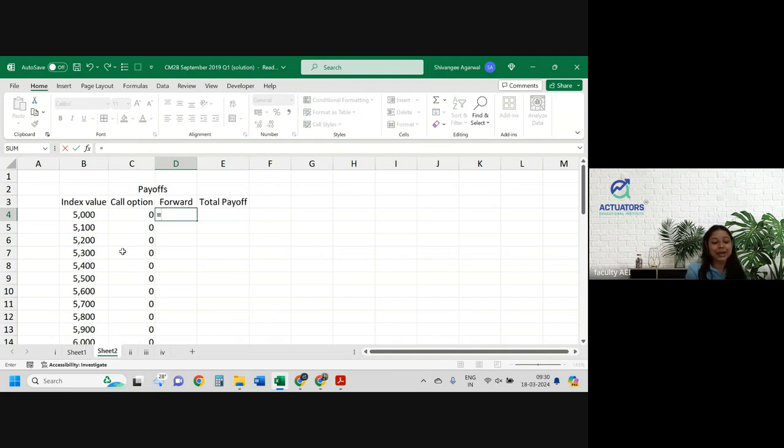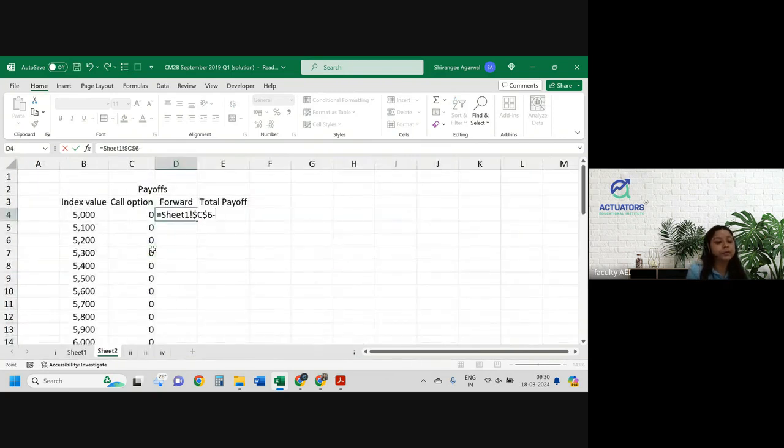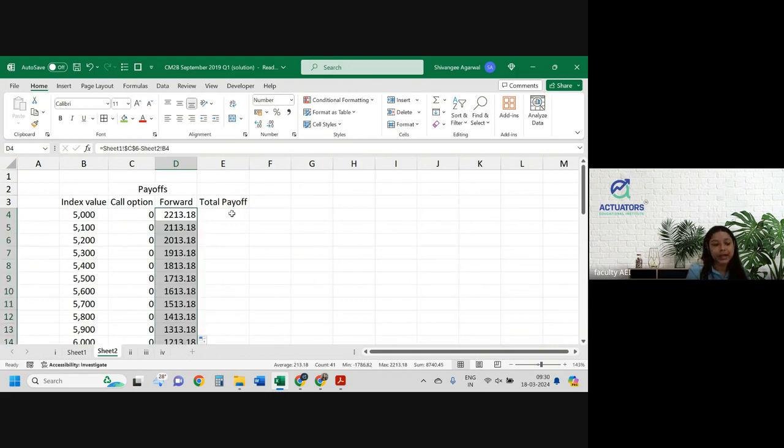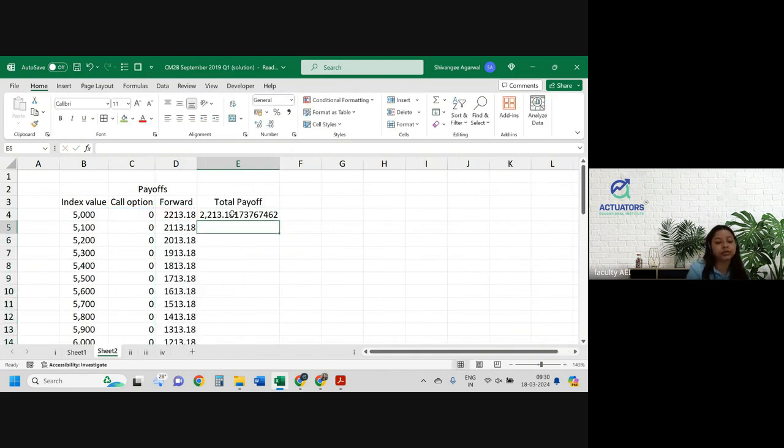Right? So, it is K minus ST, so I'll take K from here, and I can make this absolute, and then minus of the index value, and you just drag. Okay. Total payoff is nothing but the addition of these two and you drag.